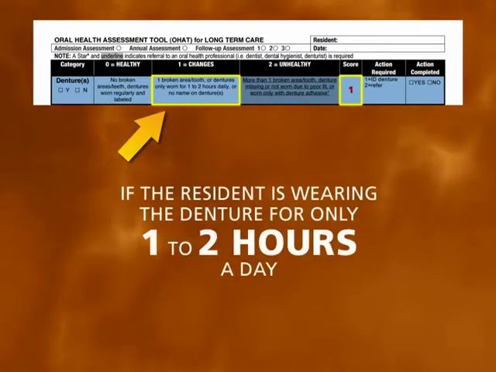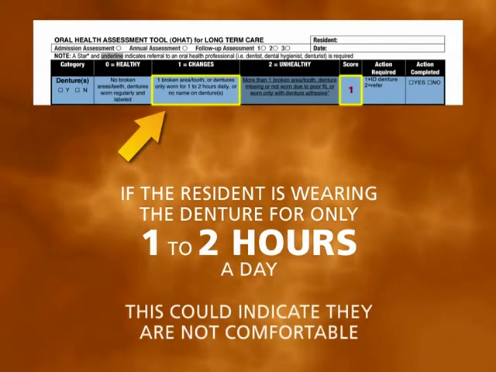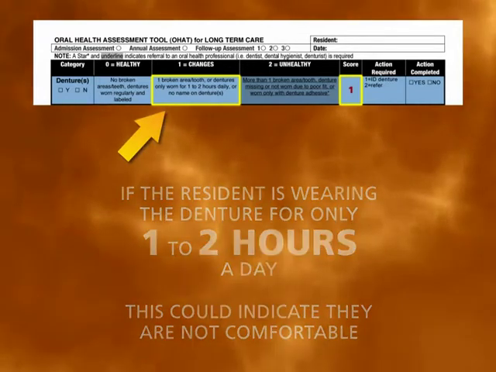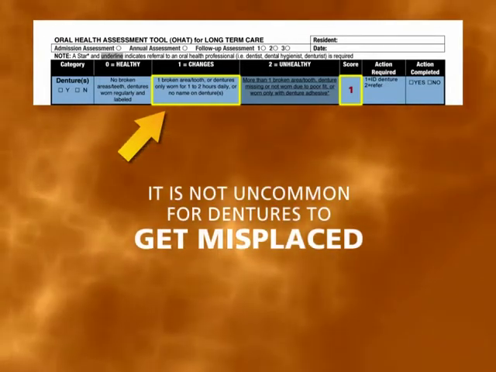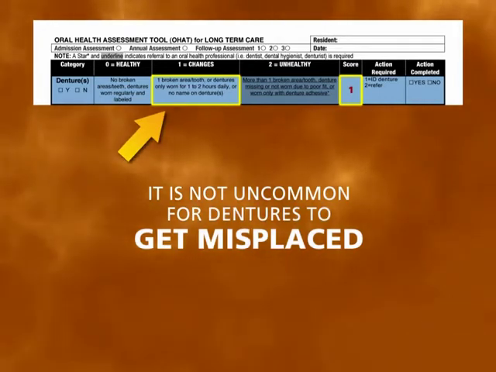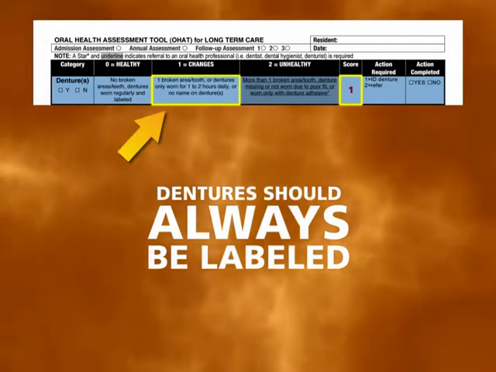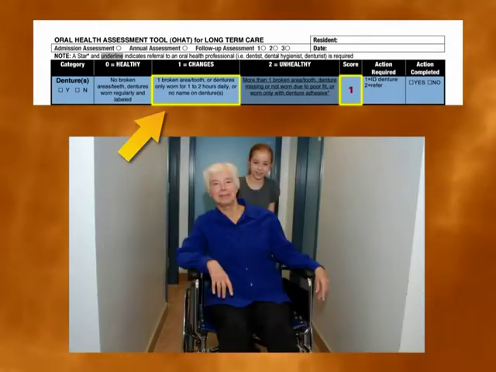If the resident is only wearing the dentures for 1 to 2 hours a day, this could be an indication that they are not comfortable and should be noted. It is not uncommon for dentures to get misplaced on dining trays or in washrooms. For the resident's benefit, dentures should always be labeled. This is especially important to identify when residents are being admitted to the facility.